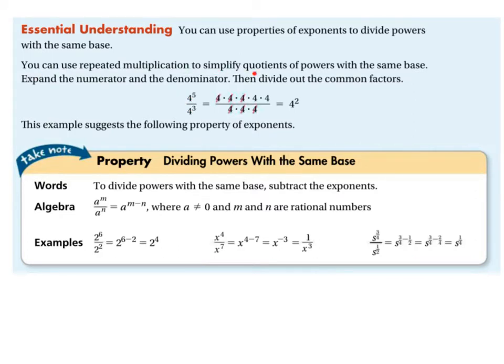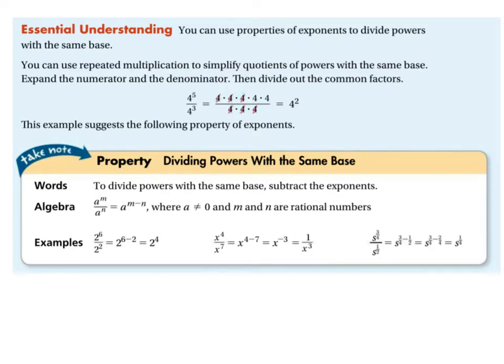You can use repeated multiplication, like writing it out longhand, to simplify quotients of powers with the same base. So if you have 4 to the fifth, you can write out 4 times 4 times 4 times 4 times 4, and 4 to the third is 4 times 4 times 4. Each pair, one on the top and one on the bottom, cancels, and what you're left with is two 4s on the top, or 4 to the second. Expand the numerator and denominator, then divide out any common factors. Those 4s, the base, are the common factors.